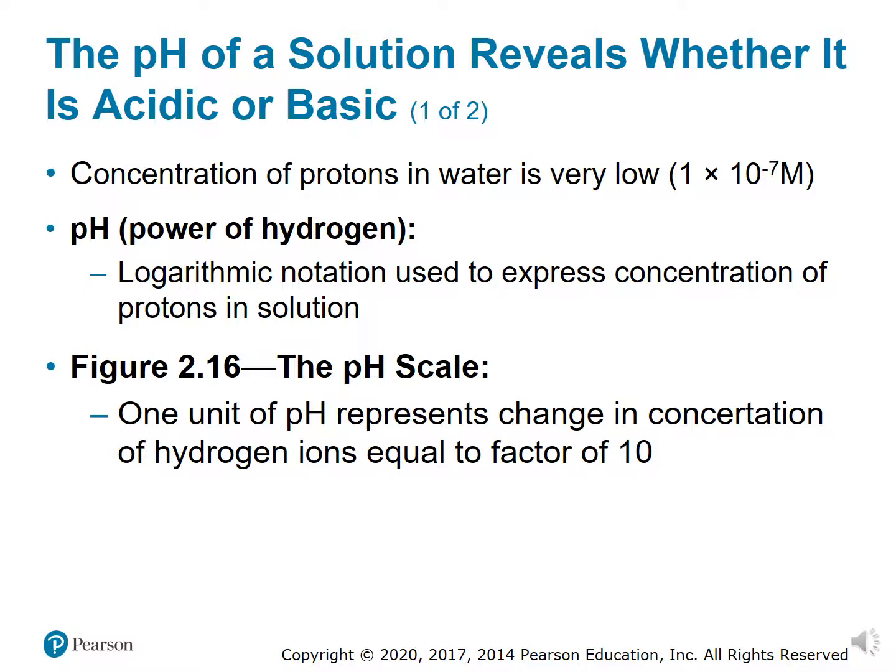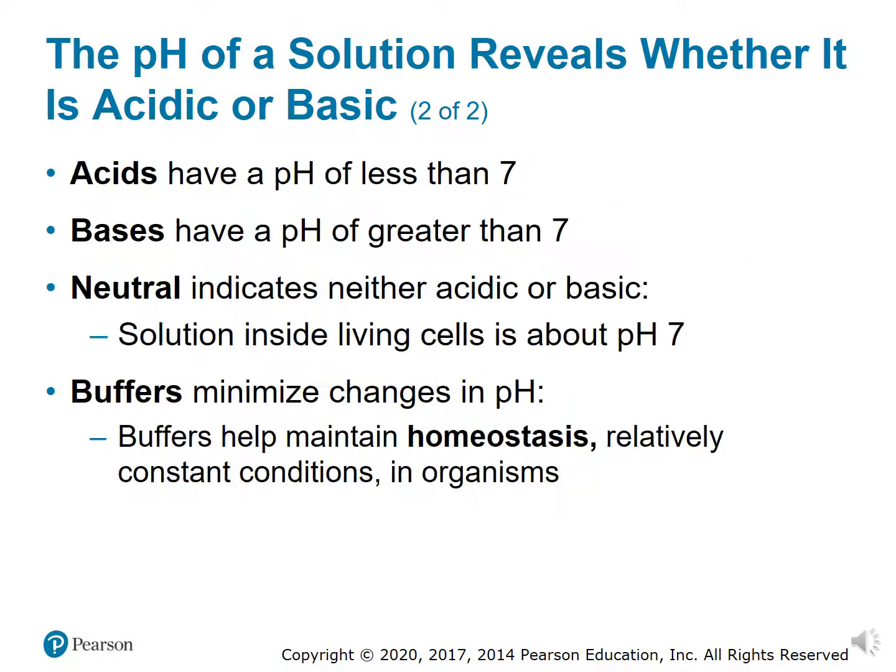One pH unit represents a change in concentration of hydrogen ions equal to a factor of 10. Acids have a pH of less than 7, bases have a pH of greater than 7, and a neutral pH is about 7. A buffer resists change in pH, and that creates a chemical homeostasis.